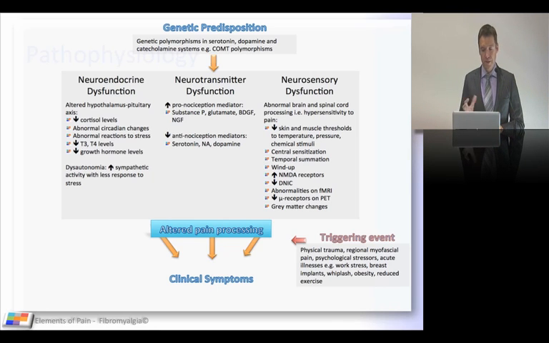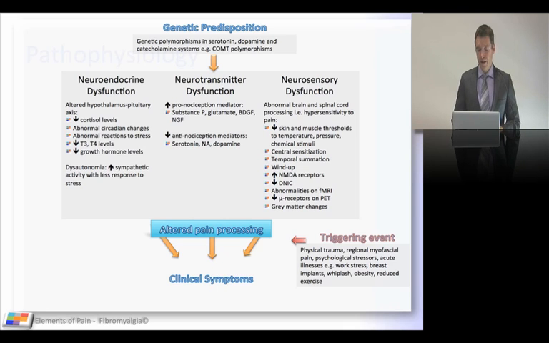Now the neurosensory system, and this is where the interesting stuff lies. It's an abnormality in the brain and spinal cord in processing pain. So hypersensitivity, so central sensitization, which we've discussed elsewhere. These patients display central sensitization. Their thresholds to pain are lower. They display wind-up, temporal summation. Some patients have increased NMDA receptors, and that makes sense because NMDA is associated with central sensitization. A number of interesting papers looked at diffuse noxious inhibitory control, so the descending modulation changes and is not there in some patients.